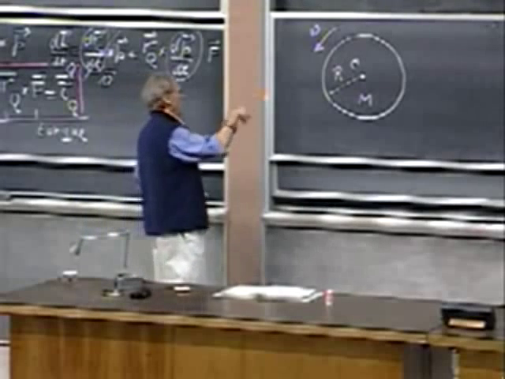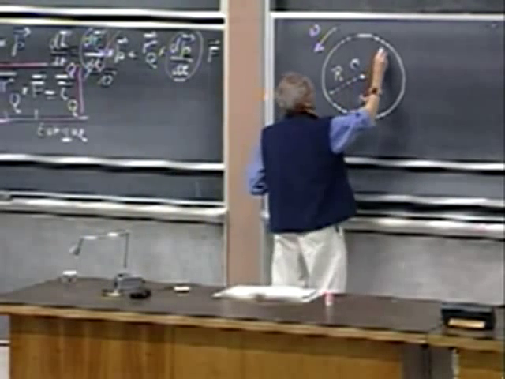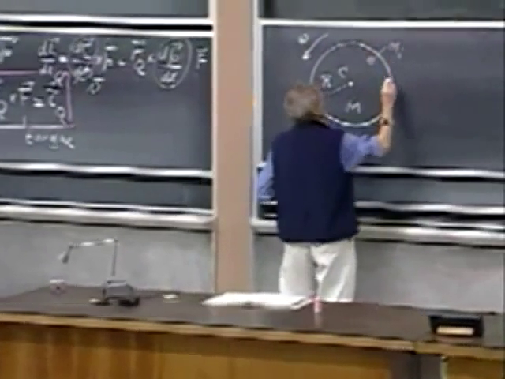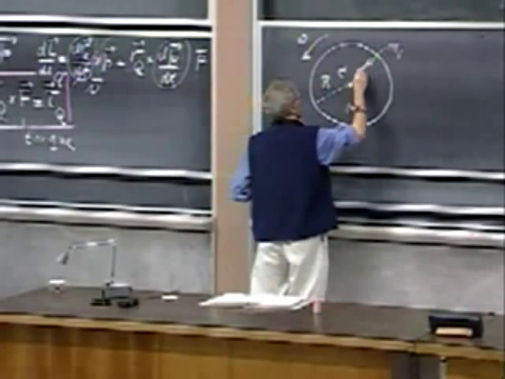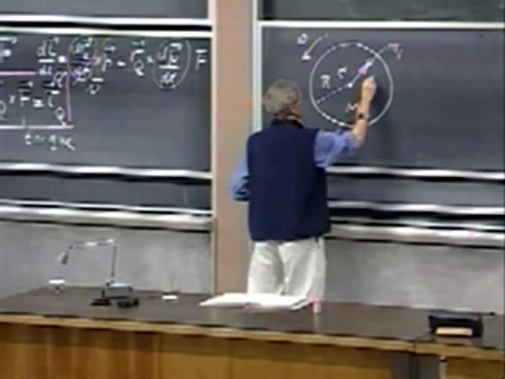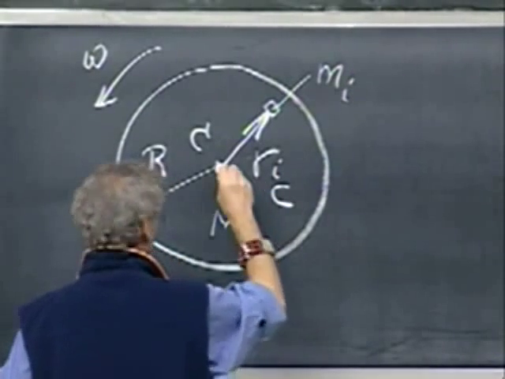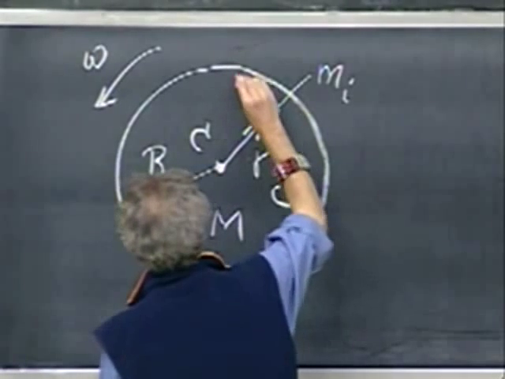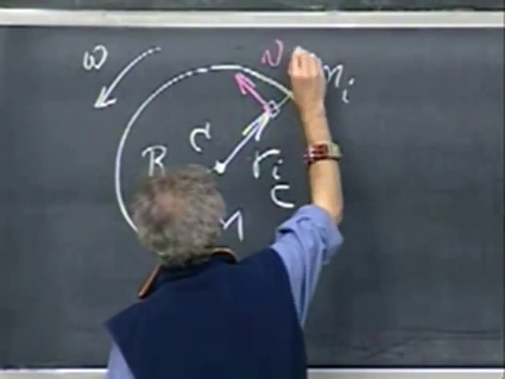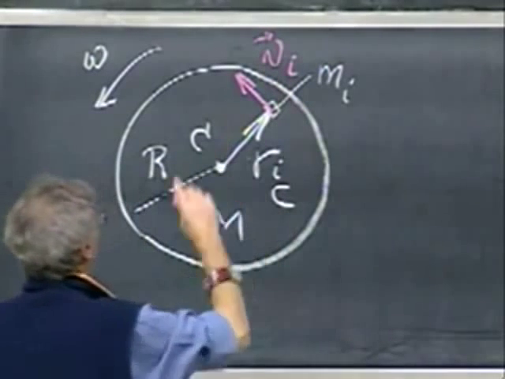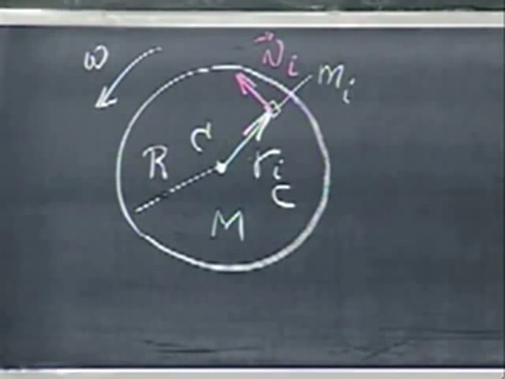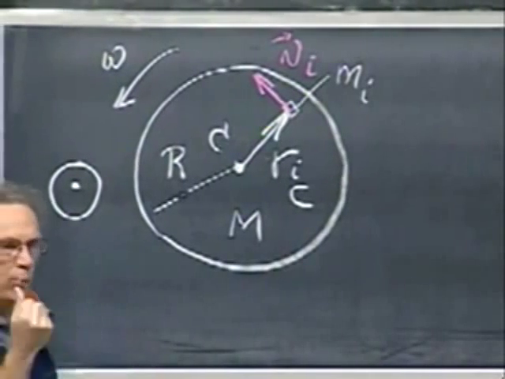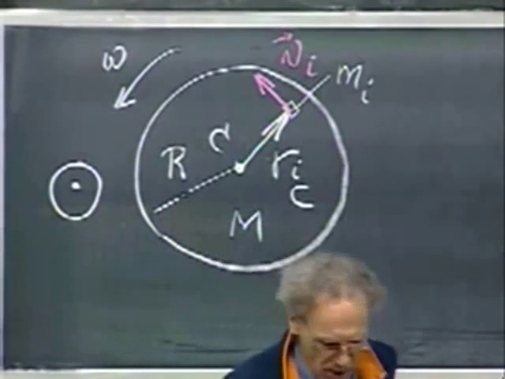If it's rotating like this, if you take here a little mass element, mass m of i, this is the position vector r of i relative to that point C, and here you have the velocity v of i, then you see immediately that r cross v is coming out of the blackboard. So that's easy. Angular momentum will be in this direction. But what is the magnitude of the disk as a whole?